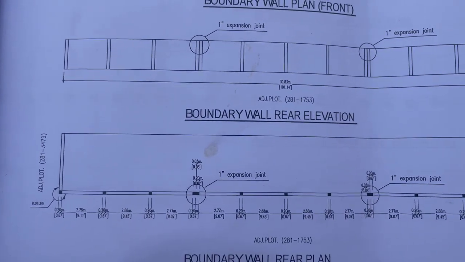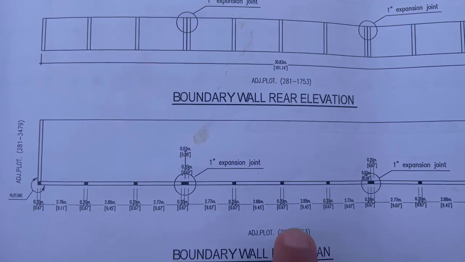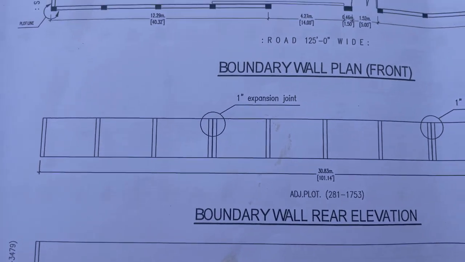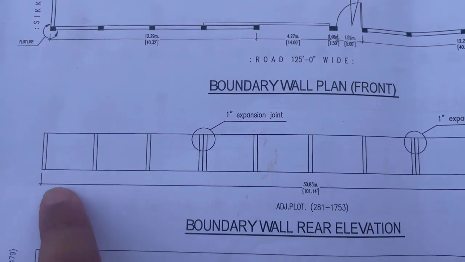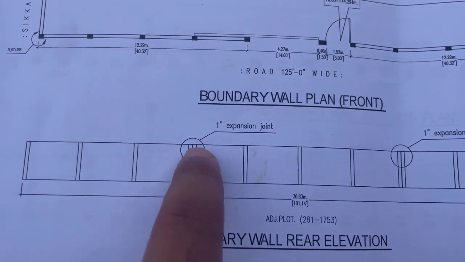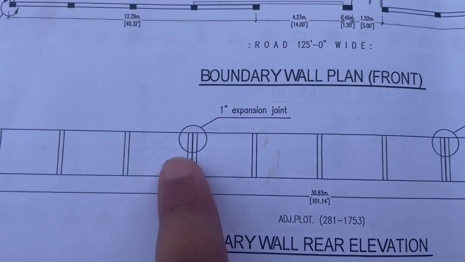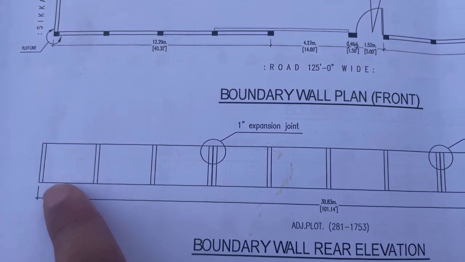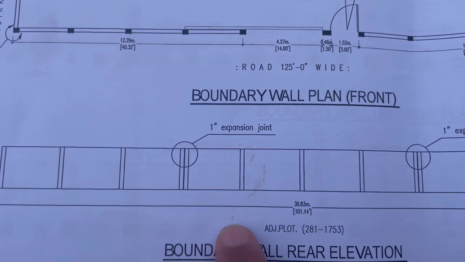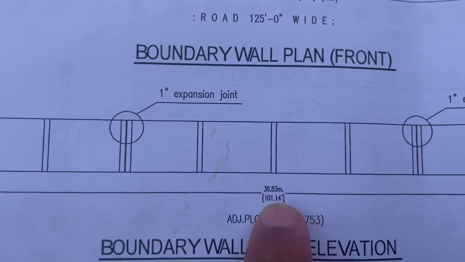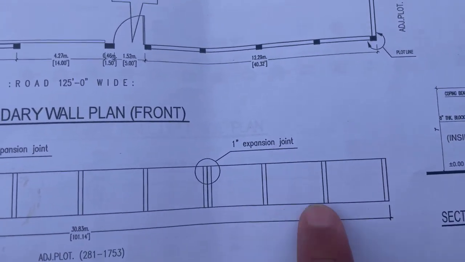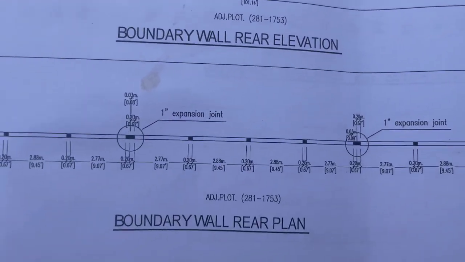Let me talk about the boundary wall from the rear yani from back side of the villa. So what will be the difference? Here we have columns, and this will have expansion joint 1 inch. We will provide expansion joint from yani 1 2 3 4 fourth column. There have expansion joint. Total length of this wall 30.83 meter, and 1 inch expansion joint we will provide.